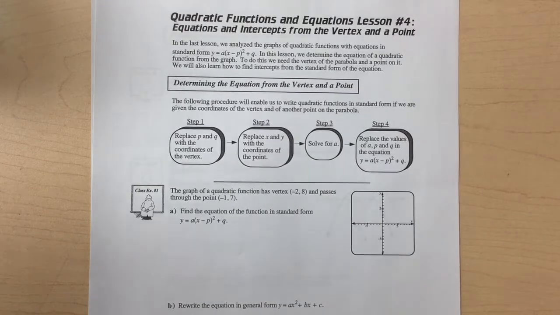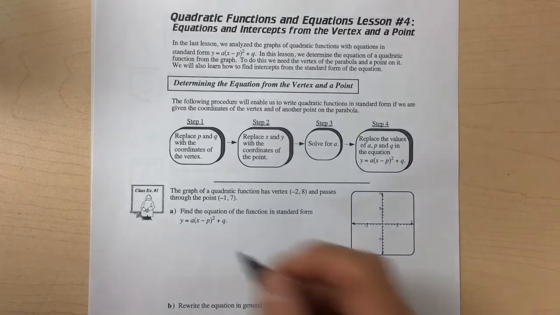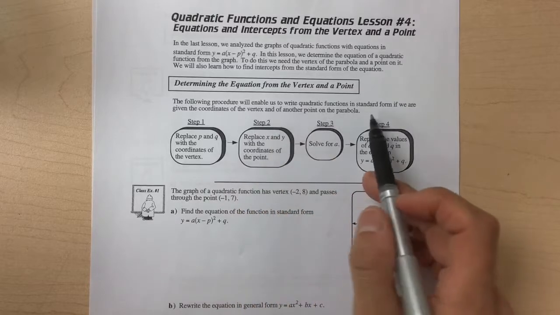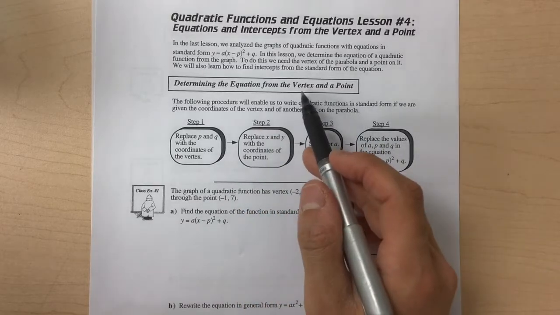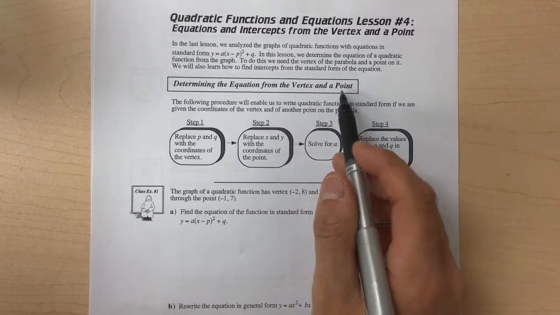Welcome to lesson number 4. We're going to be looking at forming equations and intercepts from the vertex and a point. We're going to be following this procedure in order to determine the equation if we're given the vertex of the graph as well as a point on the graph.